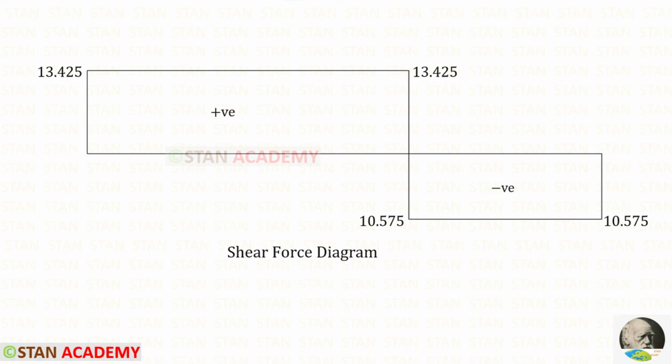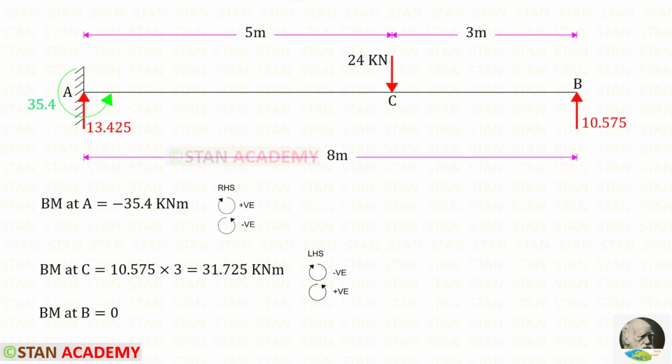Here you can see the shear force diagram. To find the moment in the point A, we can use the right hand side rule. In the point A, we have MA, which is acting in the anticlockwise direction, so it will be negative.